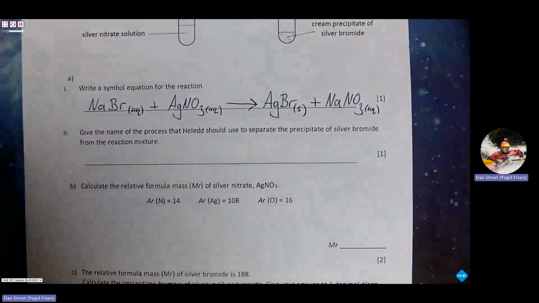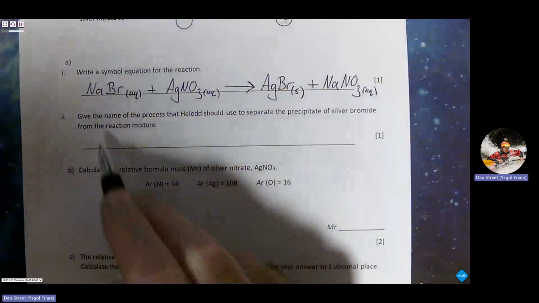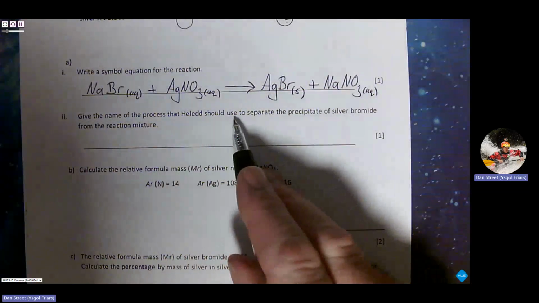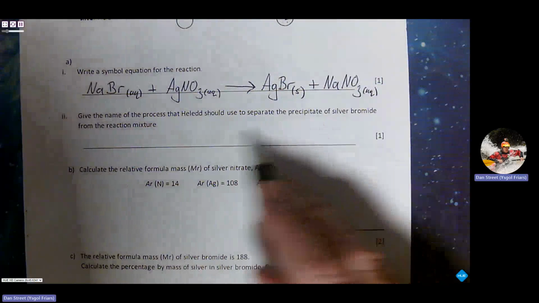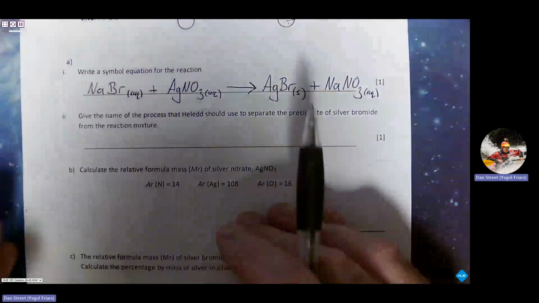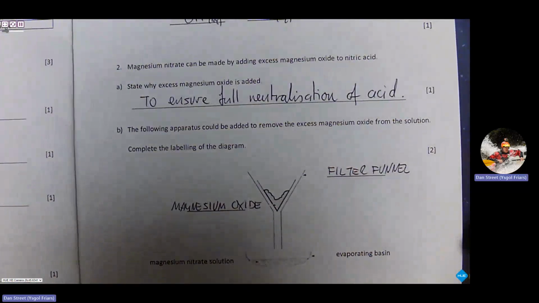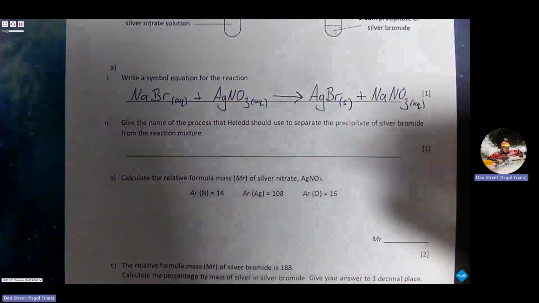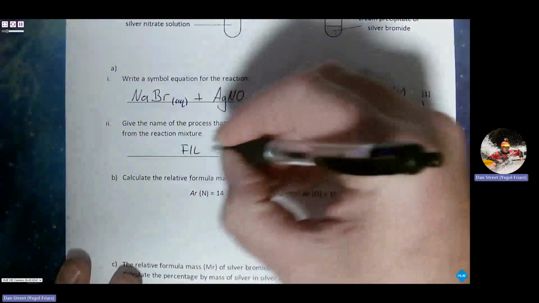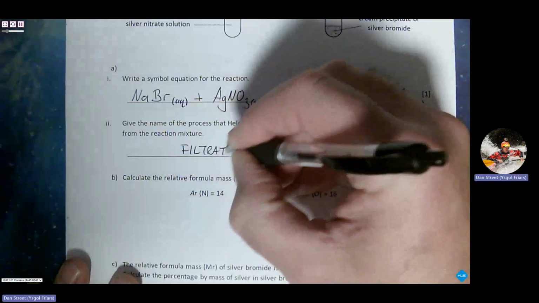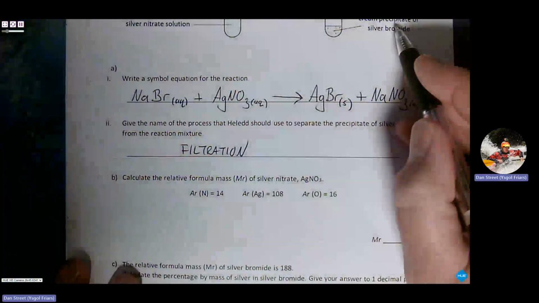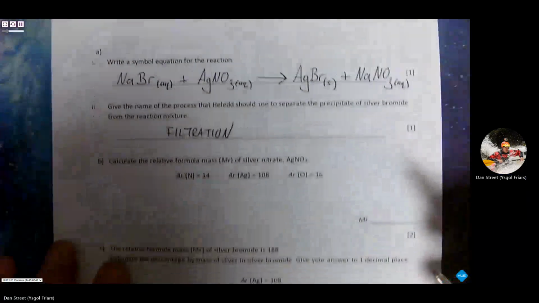The state symbols weren't requested or required, but it's nice if you can put them in just to confirm your understanding. Okay, give the name of the process that Heled should use to separate the precipitate of silver bromide from the reaction mixture. If we just whip back a couple of questions, you can see this experiment here with the filtration. So that's a helpful question there, because we would use filtration, because we need to remove the insoluble precipitate of silver bromide from the solution.